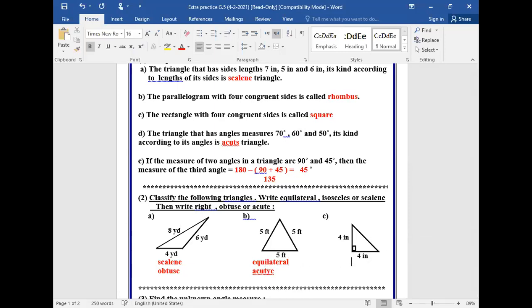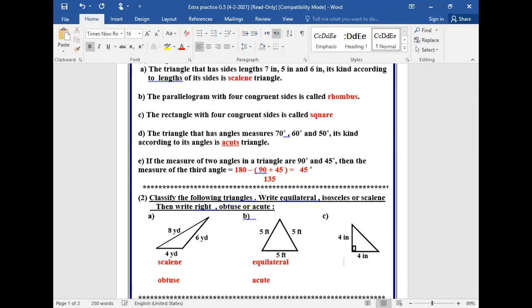The third triangle. What is the kind of it according to length of its sides? Yasin Hisham. Yes. What is the kind of this triangle according to length of its sides? Isosceles. We have two equal sides in it. It will be isosceles triangle. Okay. Thank you.